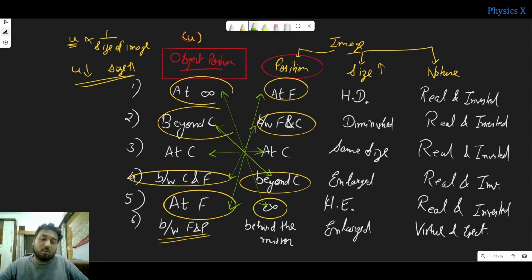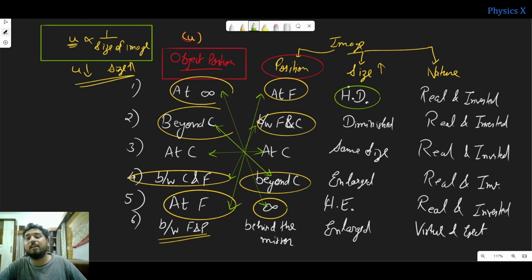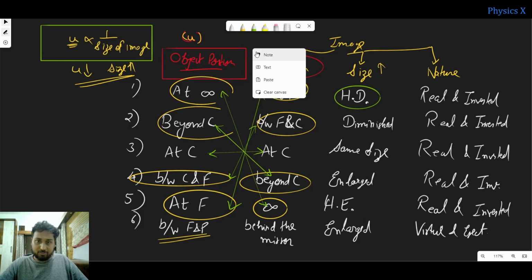The last case is obviously a different one. But for the rest, it becomes easier for you to remember. When the object is at infinity, the image is at F, and correspondingly, if the object is at F, the image is at infinity. That's how you can know. And the size of the image is what? Size of the image is inversely proportional to the object distance. You start from highly diminished, and then you keep on increasing the size as you reduce the object distance. Okay, so this is how you can understand the image formation by concave mirrors.